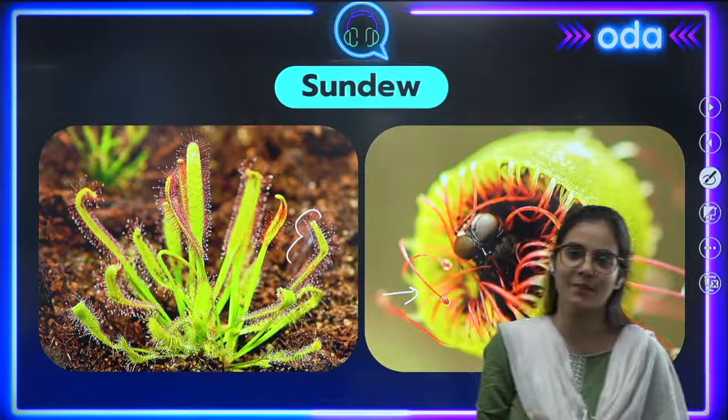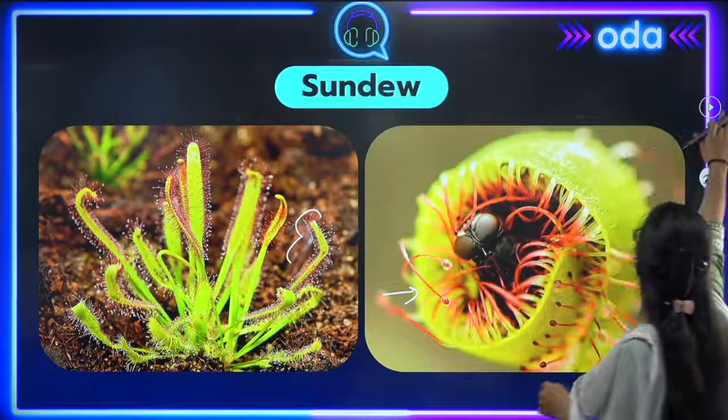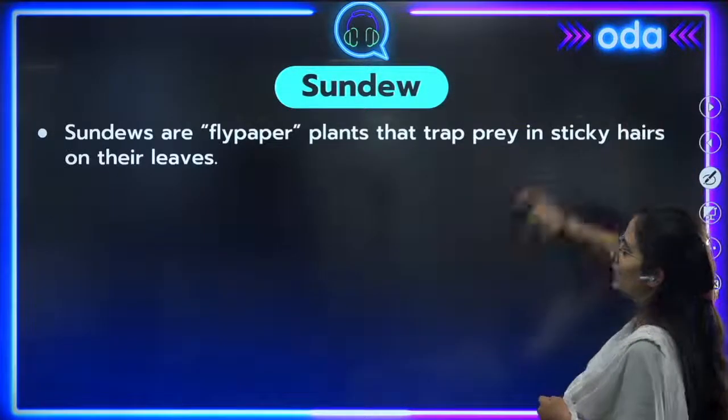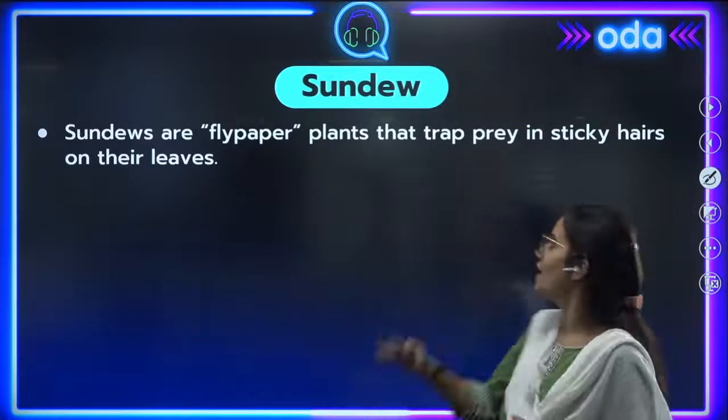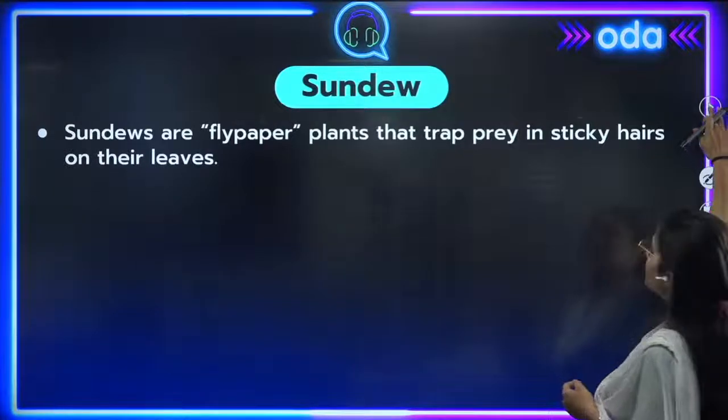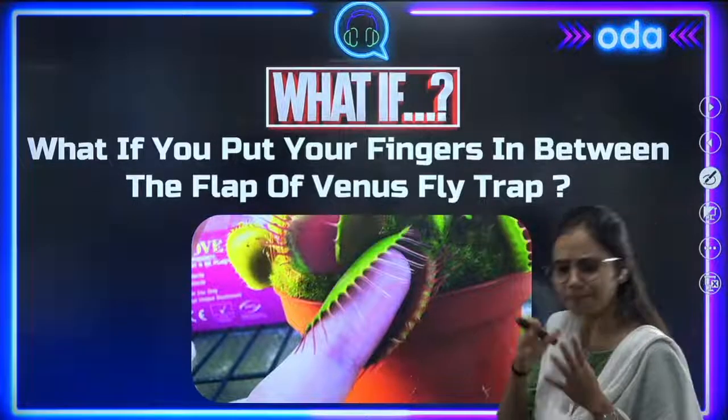so that the prey has got no chance of escaping anywhere. Okay, so that's about the sundew plant, and of course they are called flypaper plants, because they trap the insects.